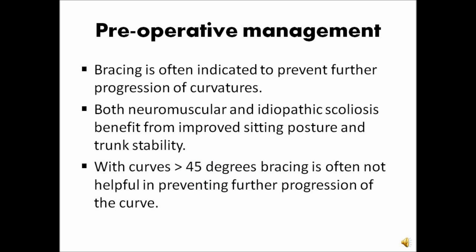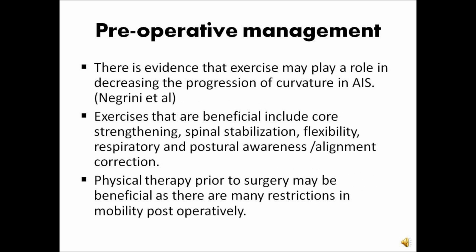So, preoperative management often includes bracing. Bracing is often indicated to prevent further progression of curvatures. They are used in both neuromuscular and idiopathic scoliosis, and bracing can benefit these patients because it may help improve their sitting posture and their trunk stability. Very often with curves that are over 45 degrees, bracing is often not helpful.